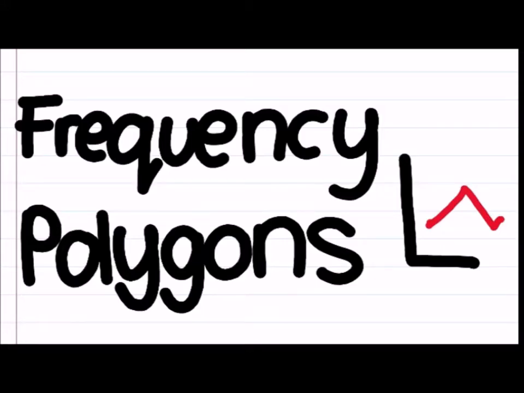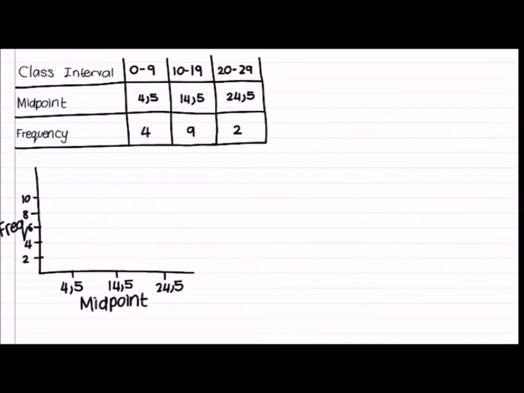Hi everyone, in this video I'm going to quickly revise frequency polygons, how we read off the frequency tables, and how we draw the frequency polygon. Okay, we start with something like this. We get a frequency table where we've got class intervals, so we've got 0 to 9, 10 to 19, 20 to 29. We've got midpoints and frequency.